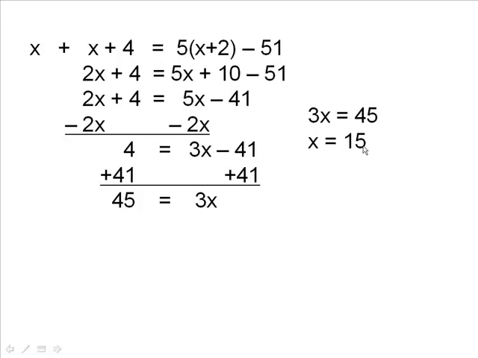So x is 15. Now remember my first equation, my first number was 15. My second is 2 bigger than that. So the next consecutive odd integer is 15 plus 2 is 17. And the one after that is going to be 15 plus 4. So 15, 17, 19. Alright? 15, 17, 19 are my 3 integers.